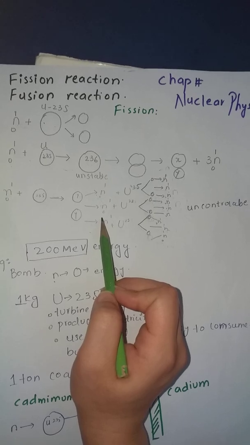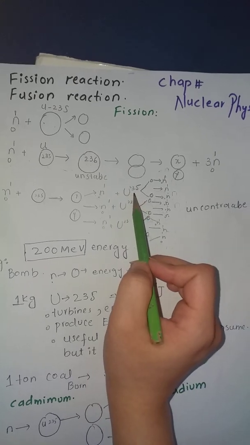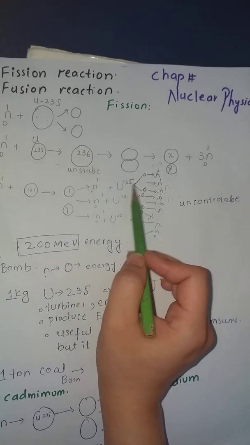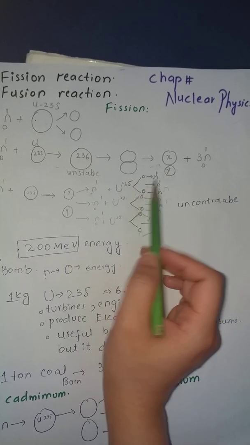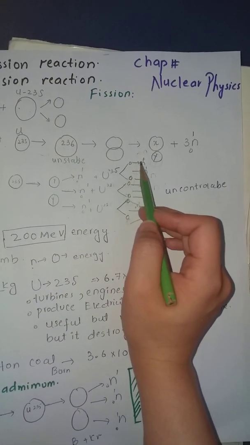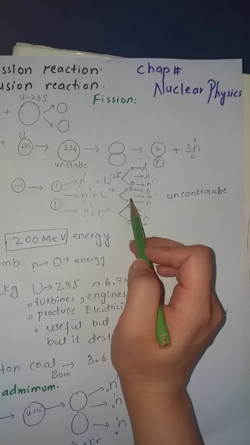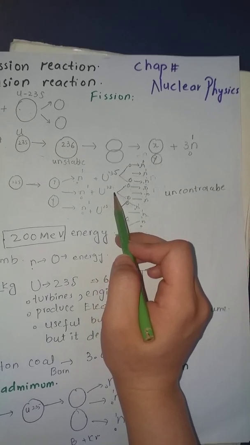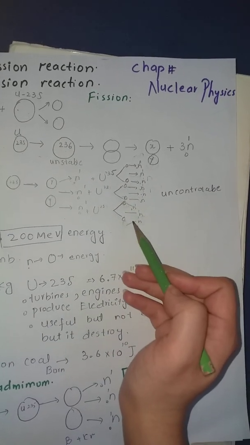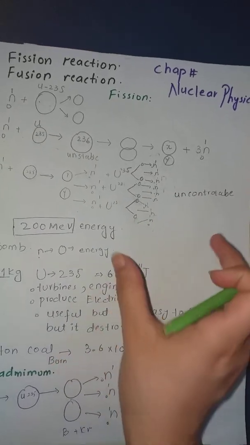These 3 neutrons react with another uranium-235, and this uranium-235 is converted into two unstable nuclei again. Each uranium is converted into nuclei again, and this unstable nuclei then converted into 3 neutrons. The same is performed by this uranium atom. This unstable uranium is converted into 2 nuclei with the release of 3 neutron particles and an amount of energy. Same with this. So we can say that the energy is uncontrollable.